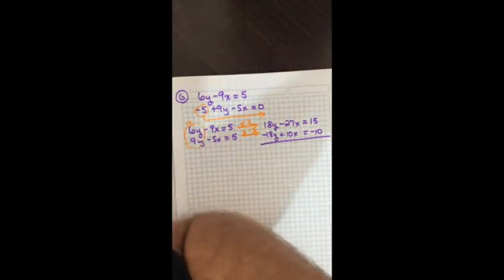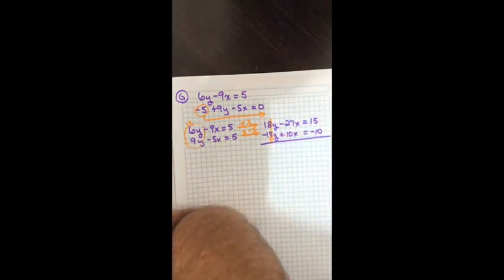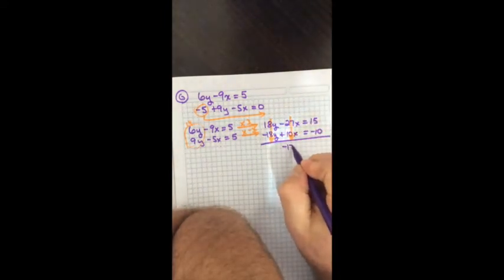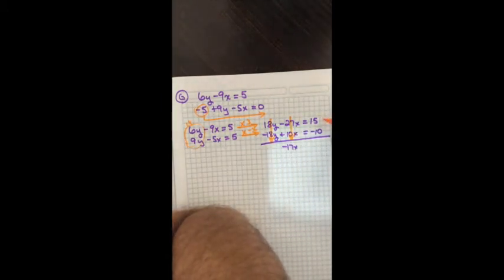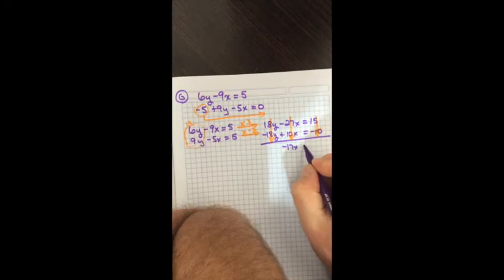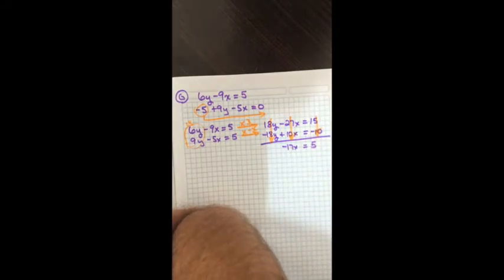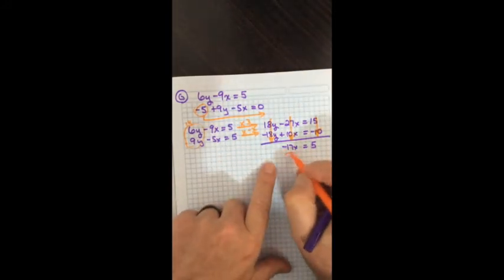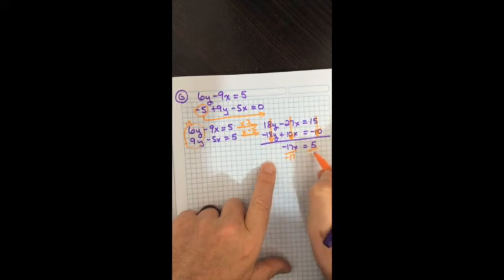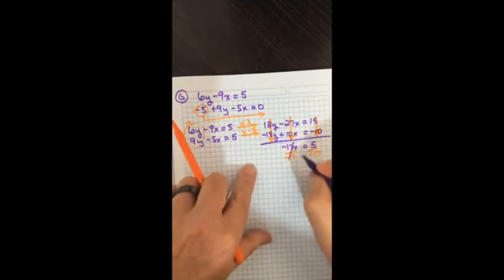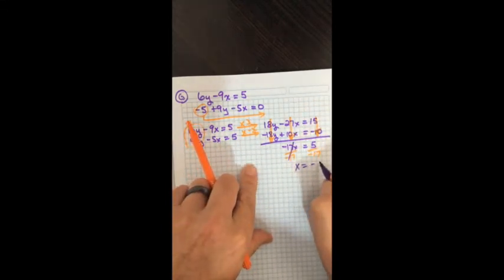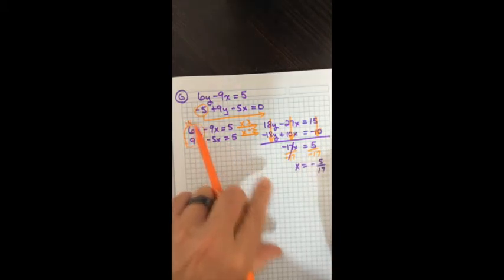Okay, when I add those up, that's gone. -27 plus 10 is -17x. And right here, 15 minus 10 is 5. Divide off the -17, and we have x equals -5 over 17.